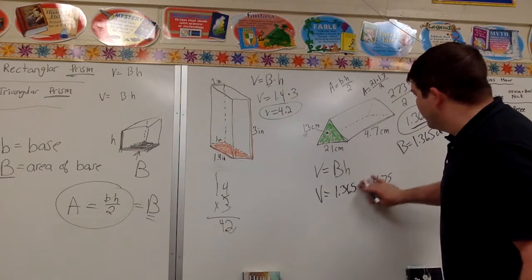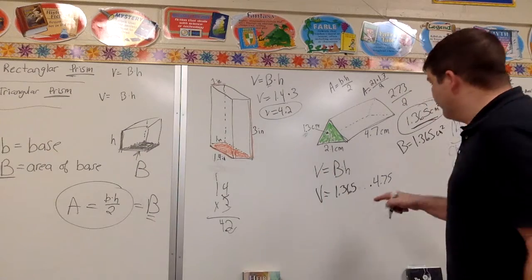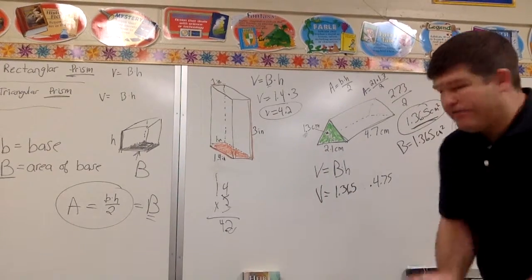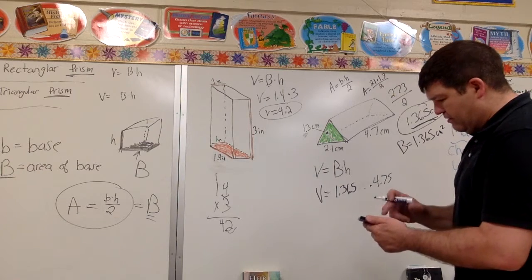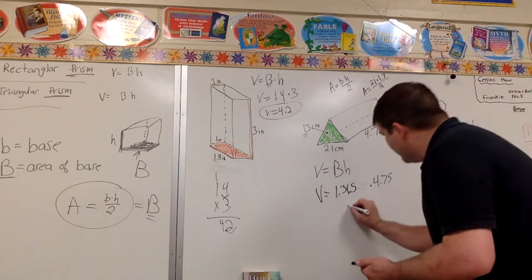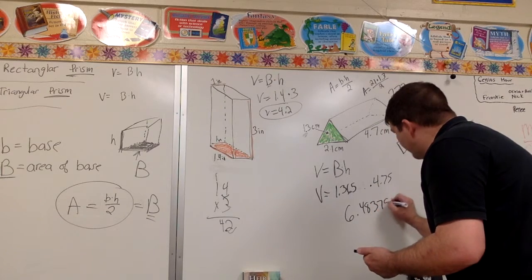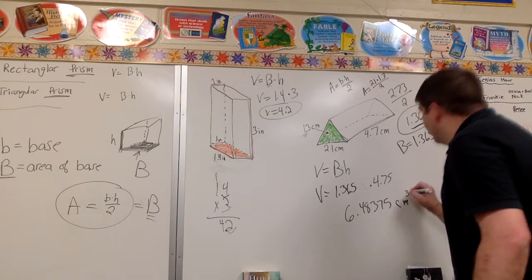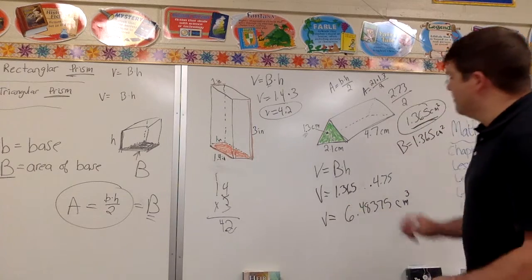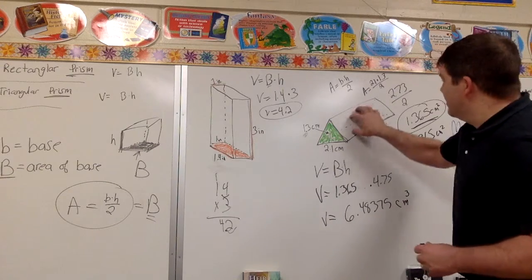Okay, and I can just do numbers here because this is going to be cubed since I'm finding the volume. So 1.365 times 4.75 equals 6.48375 centimeters cubed. That is the volume of this whole thing. How many cubes I can get in here.